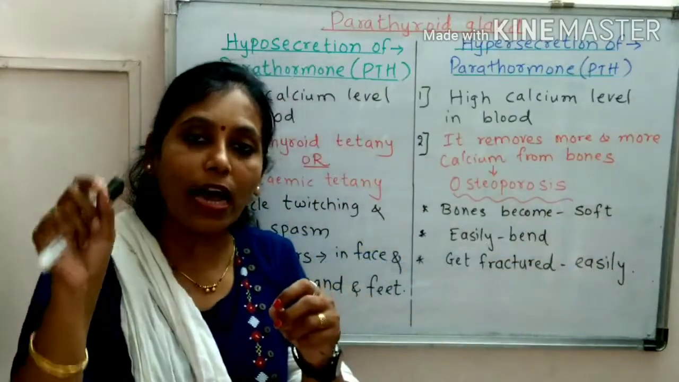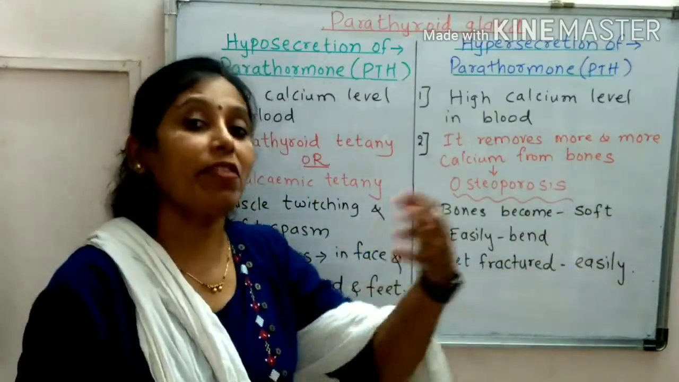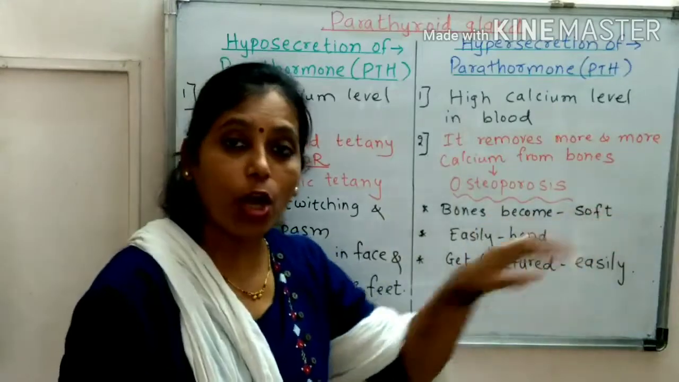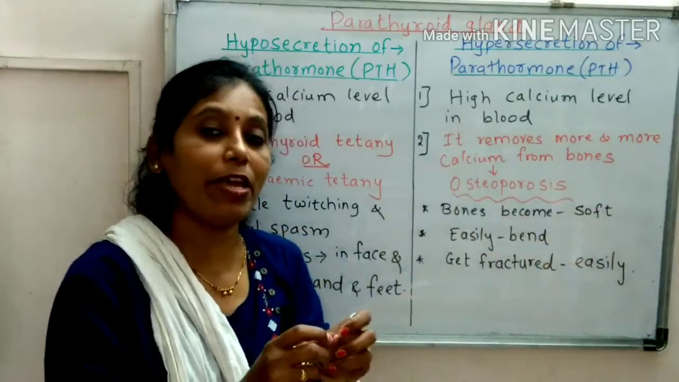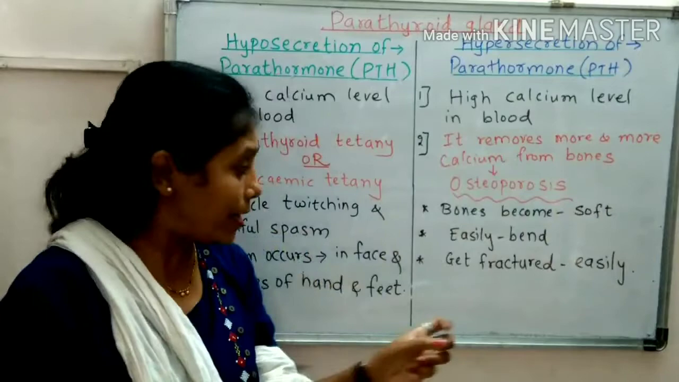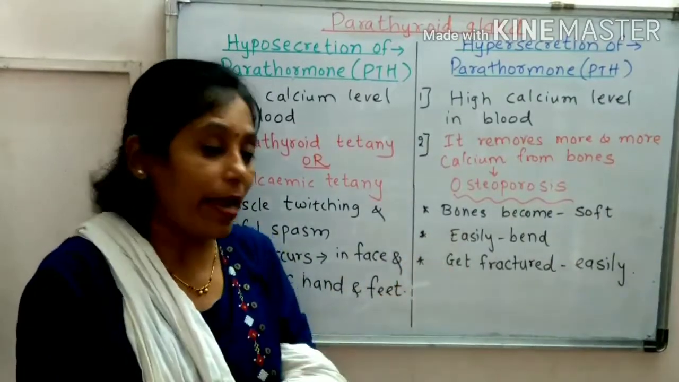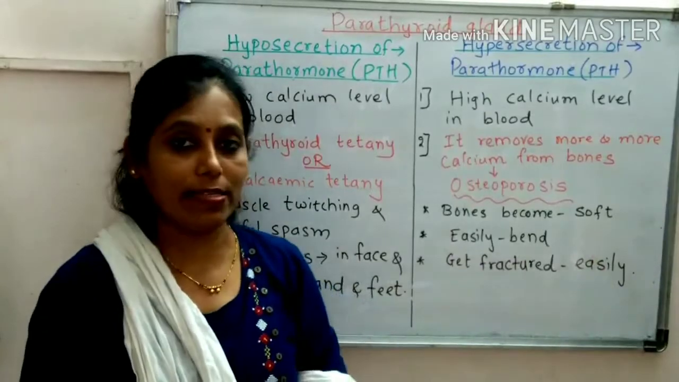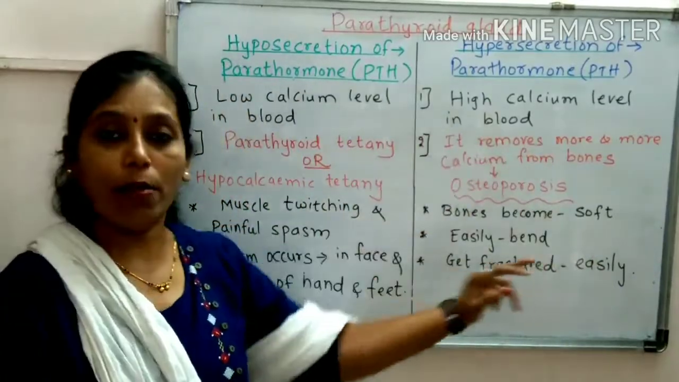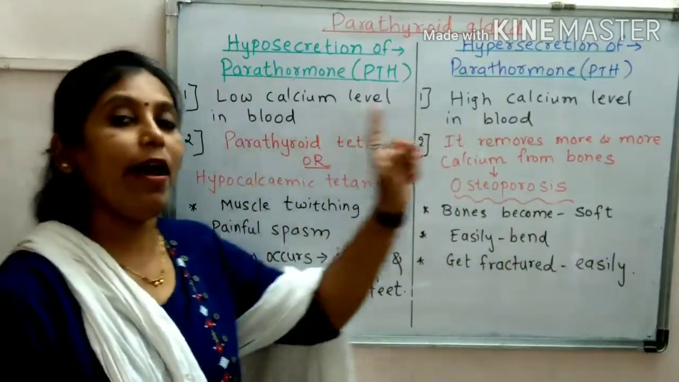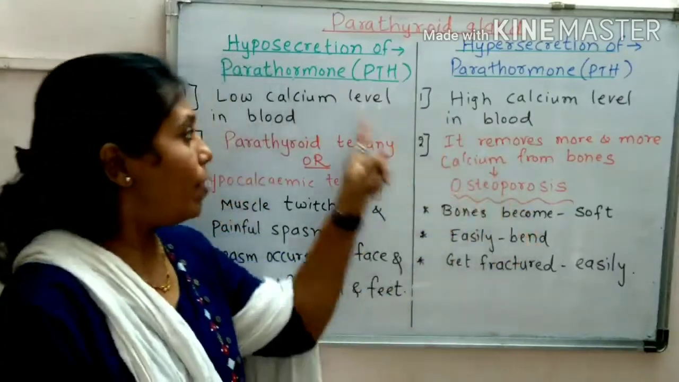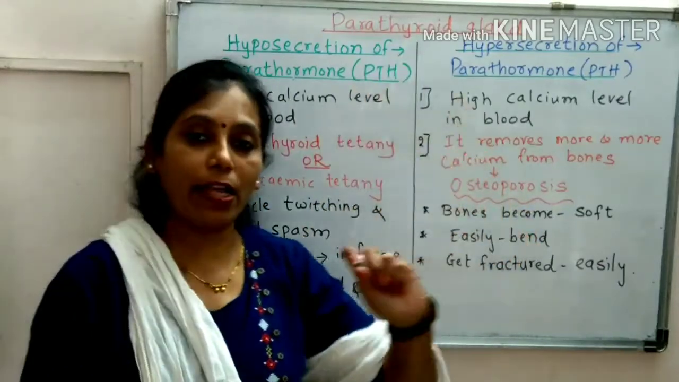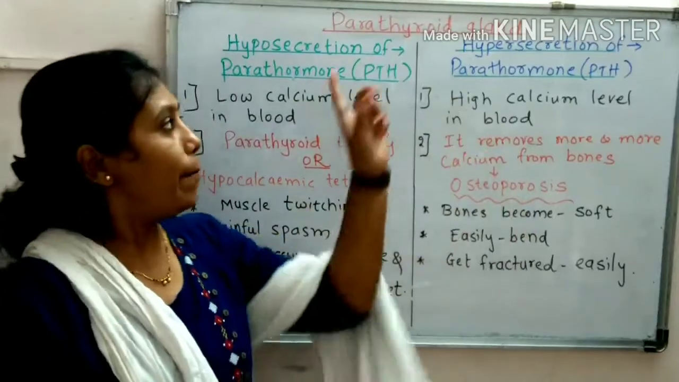It means pores are formed in the bone. It results in the softening of the bone. The bones become very soft. They become brittle. They can easily bend and sometimes they get fractured very easily. So this is all about hyposecretion and hypersecretion of PTH, that is parathormone secreted by the parathyroid gland.